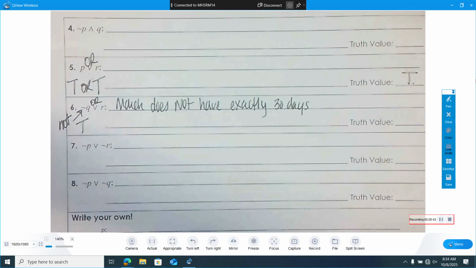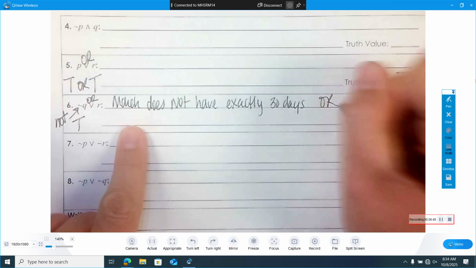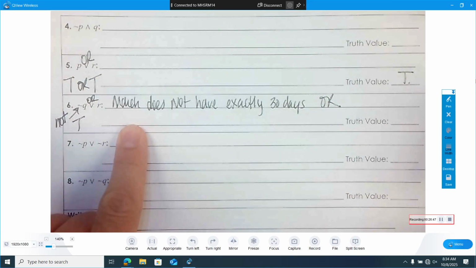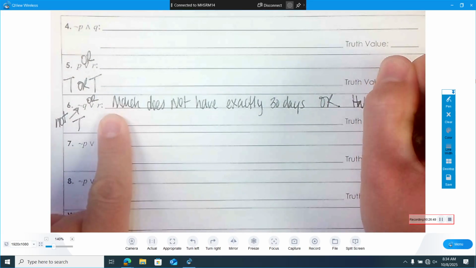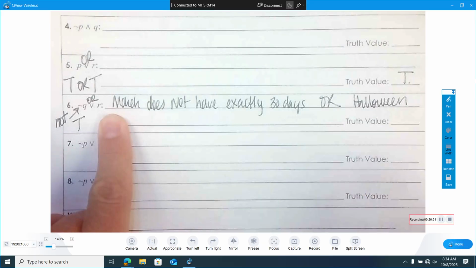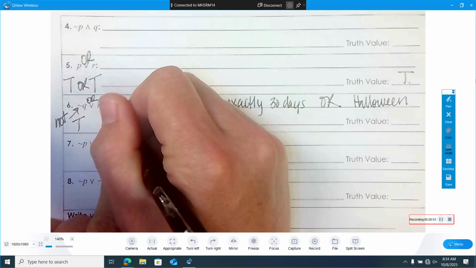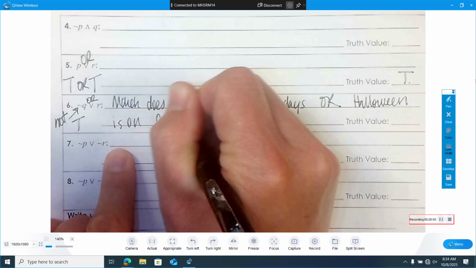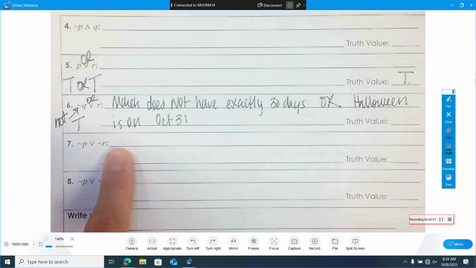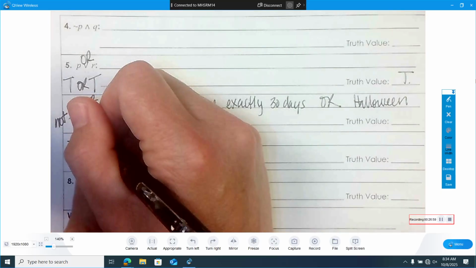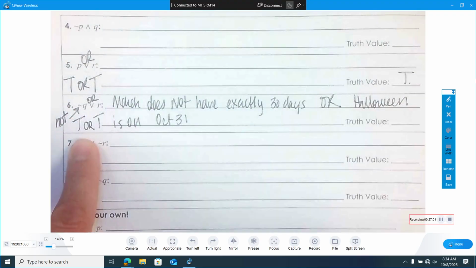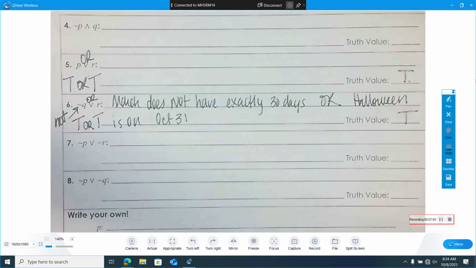All right, or R was Halloween. Halloween is on October 31st. And that one is true. All right, so true or true. And again, at least one of these is true, so the whole disjunction is true when we put them together. All right.